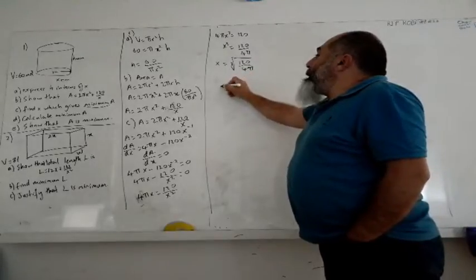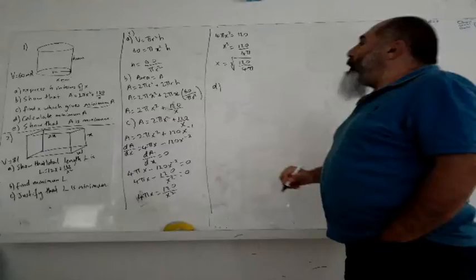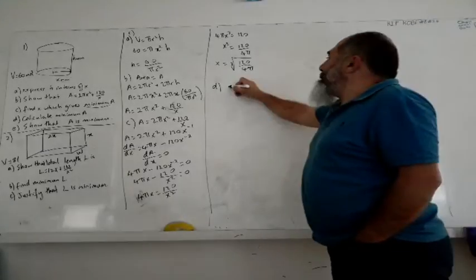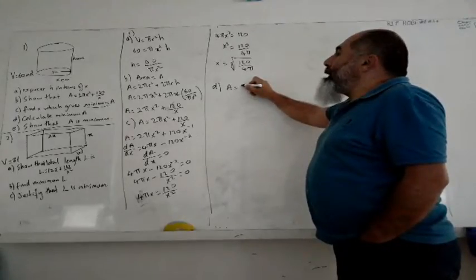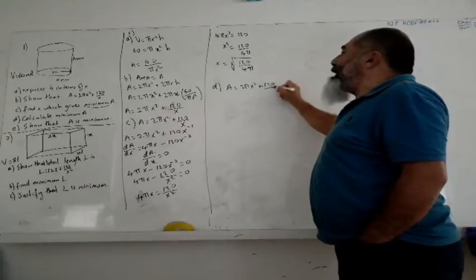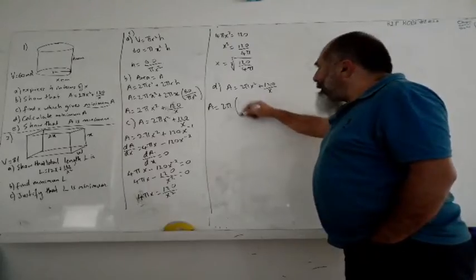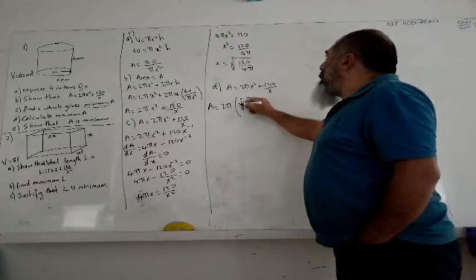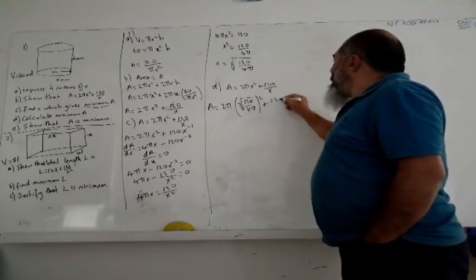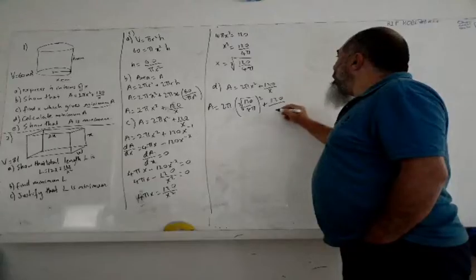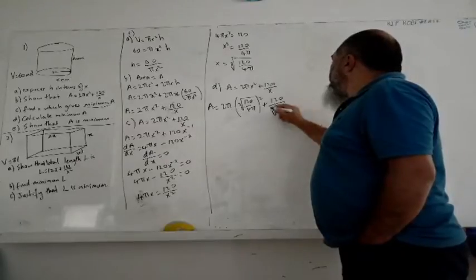Part D, we know the value of x, so it is very easy to find the value of A. A is 2 pi x squared plus 120 over x. A is equal to 2 pi, substitute the x value here. And this is the minimum value of A.